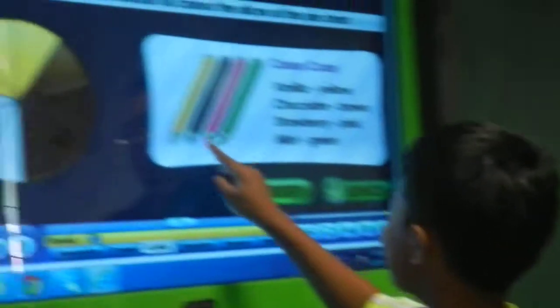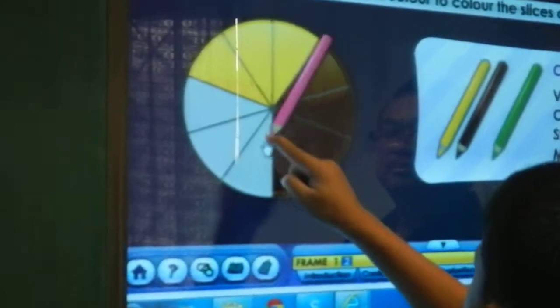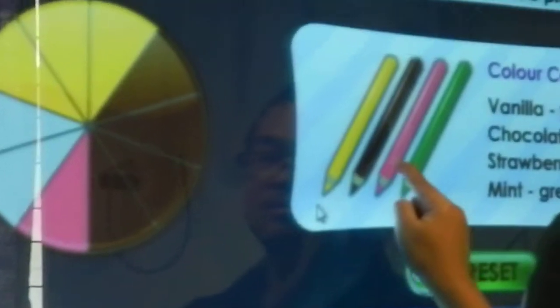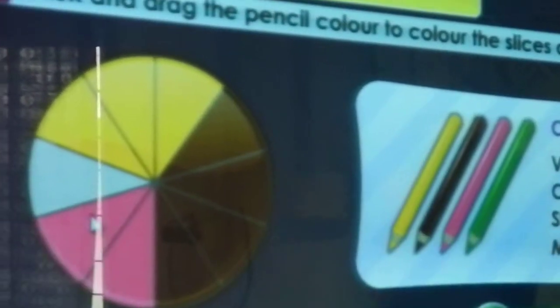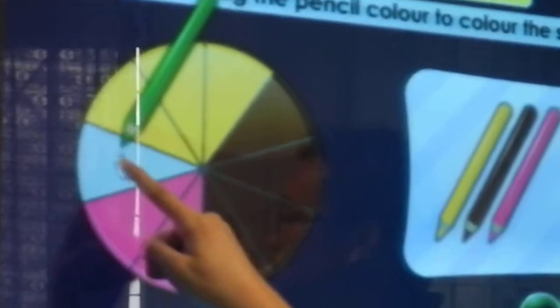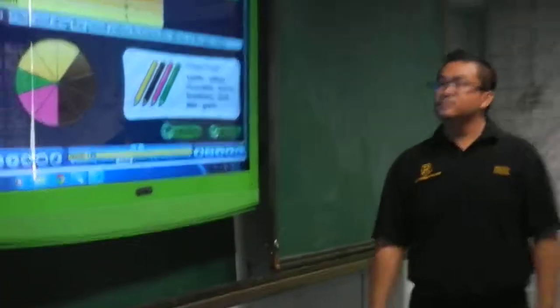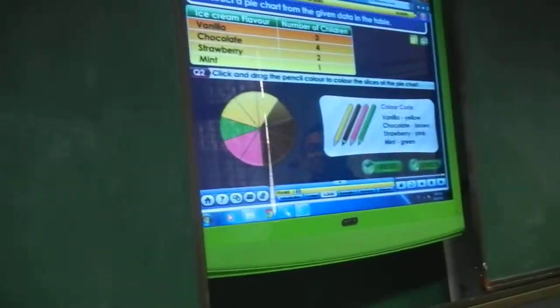Too much talking, teacher give him the pin. Okay, and then for me. Okay, Joshua. Why no girl at all? Okay. Excellent!